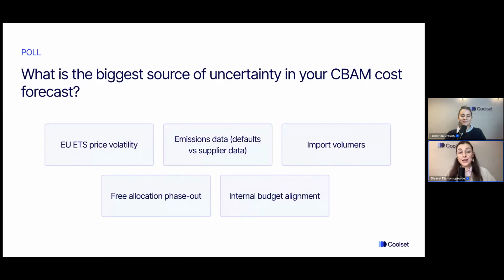I see there is a clear winner here, with like 70% of you saying that the emission data, and especially the use of defaults versus supplier data, is your biggest source of uncertainty. And I think we could do even another webinar just for the explanation of how to collect this data. But I understand definitely the trend here. And just for your information, the second most common is the internal budget alignment, which I guess will play a role in the future discussions for budget. Thank you very much for participating in our polls as well. And now I will hand it back to Freddie for our live Q&A.